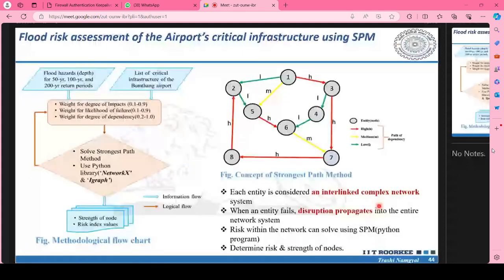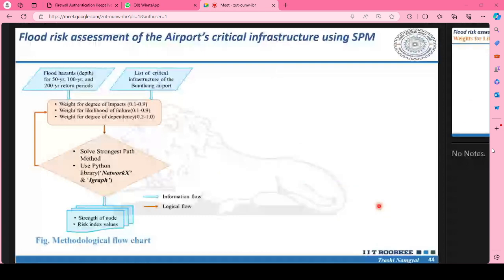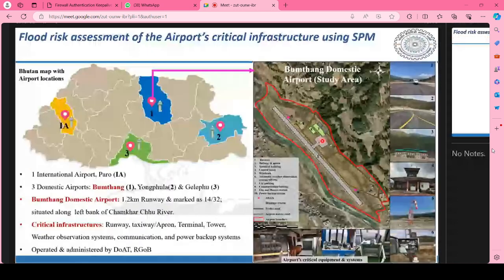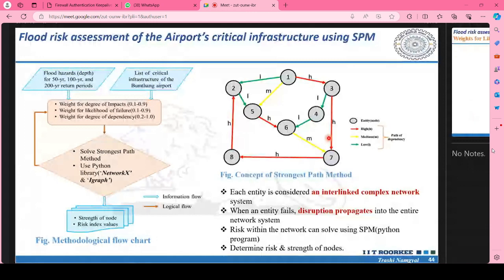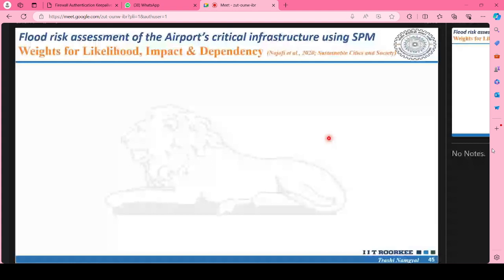I think maybe you have taken the theoretical subject on construction planning and management, where we study the strongest path methodology or critical path method. We try to utilize the same concept and implement it on the airport. We know that the runway is connected to the terminal building. It is also connected to the control tower. So how the failure of one entity is connected to the failure of another entity, the chain of impacts, is what we actually did in this work.